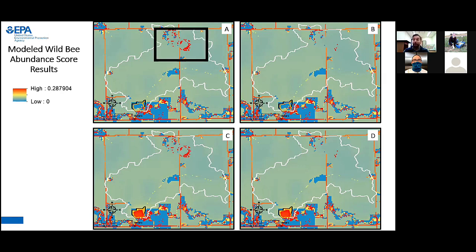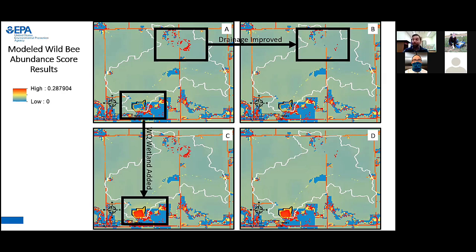So focusing in on this portion of the catchment within the black rectangle that has herbaceous wetlands in that baseline no change scenario, improving drainage results in the loss of these depressional wetlands, and in this case, a decline in the relative bee abundance. Adding a water quality wetland to the base of this catchment, in this case, resulted in gains in wild bee relative abundance within the water quality wetland, as well as the surrounding conservation easement.